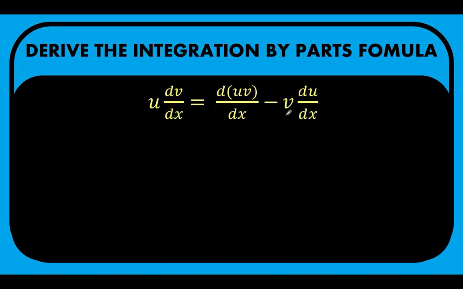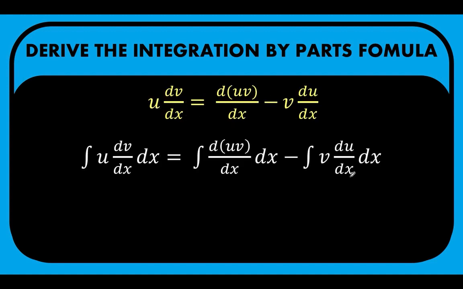Now let's concentrate on this initial result. Let's get the antiderivative of both sides of the equation. And so we arrive at this line. This part here is the antiderivative of the left side. This one is the antiderivative of the first term at the right side. And this second part is the antiderivative of the second term at the right side.